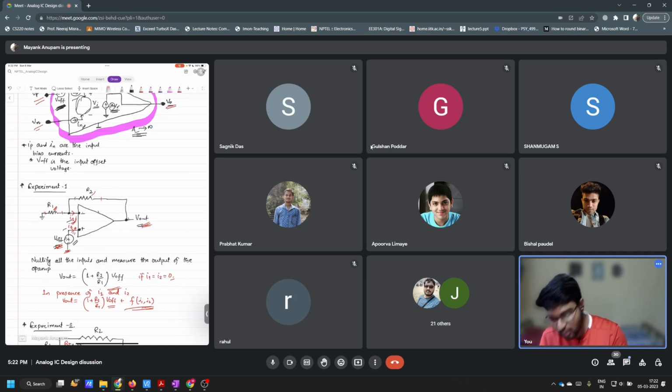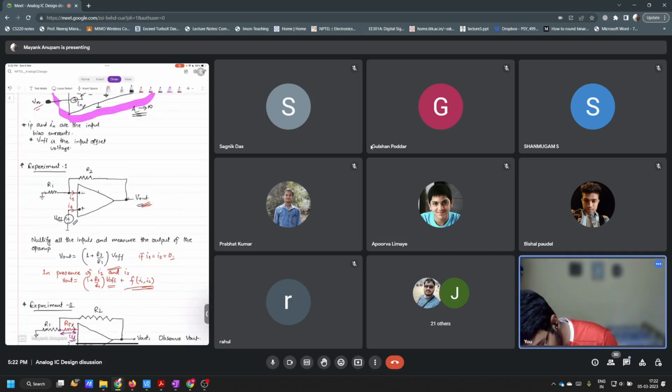So you have I1, I2 and everything. At this terminal we have a voltage source, so what is the voltage here? V offset. And because of the virtual short, what will be the voltage here? Also V offset.